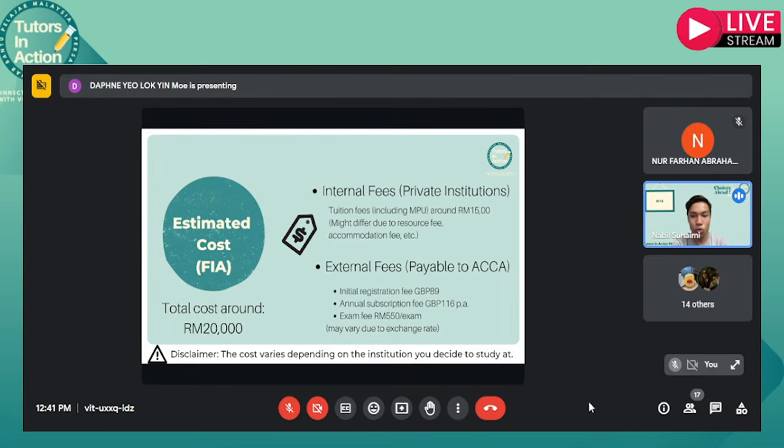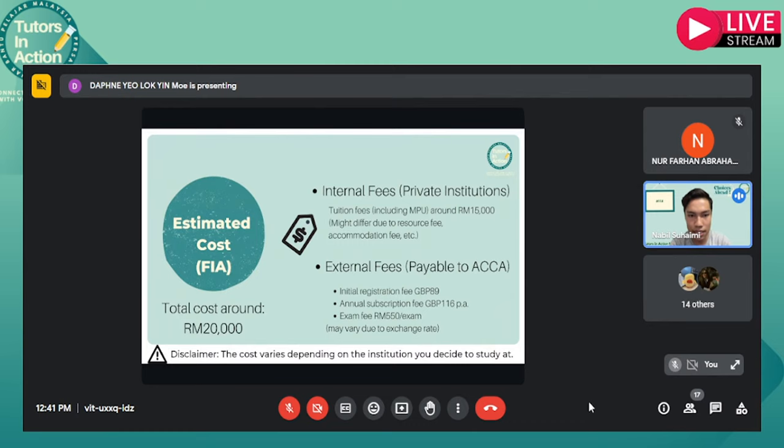And there are 2 fees payable. One is to your private institution, your learning institution, and the other is to ACCA. So for foundation, the learning institution often requires around ringgit, including your MPU subjects. However, this does not include accommodation fees and your pocket money. The other fees payable are external fees, payable to ACCA, because ACCA is a UK organization, so the currency is Great Britain pound, £89 for the registration fee, unless you obtain a scholarship from a particular university. Moving on to the next slide.